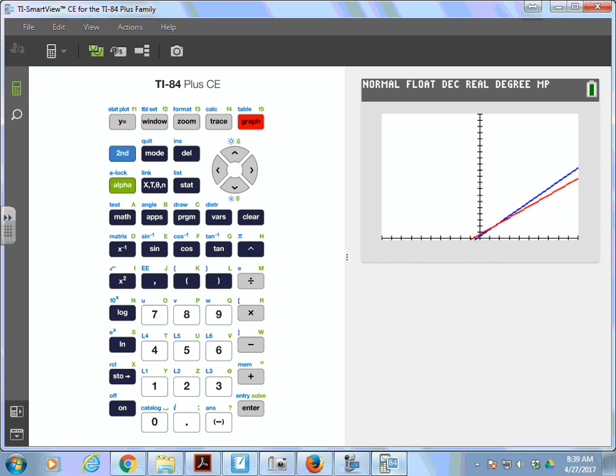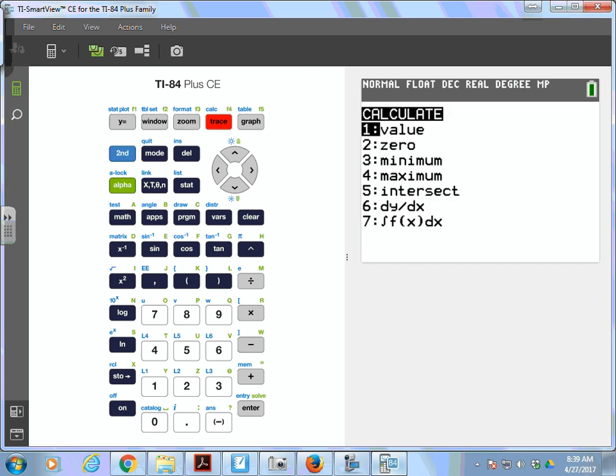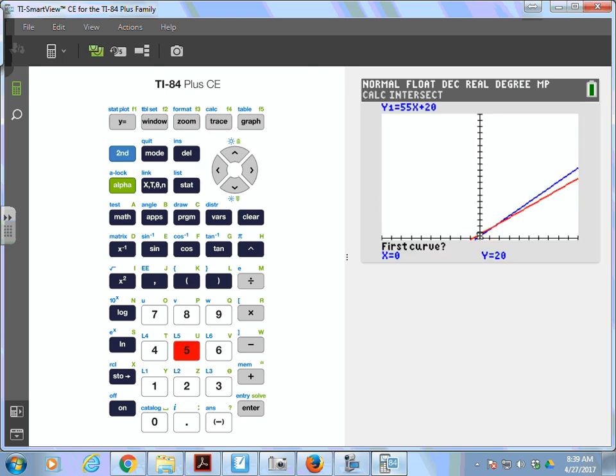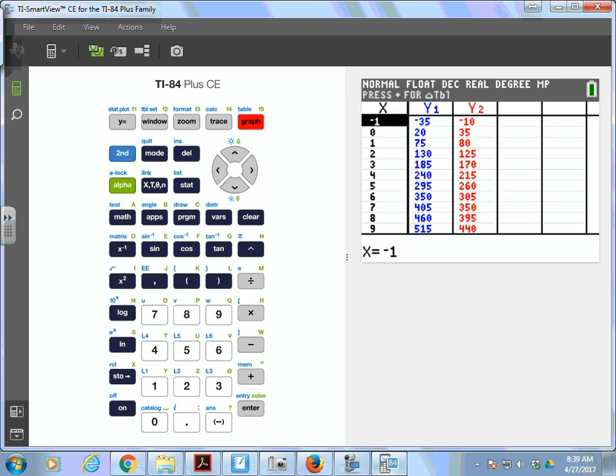Okay, so second trace, number 5, and 1 for the first curve, again for the second curve, and my guess. And so, there's the problem right there. Okay, so after an hour and a half, they're the same, and I should have seen that, because when I look at my table, what happens? Y1 is smaller than y2 at 20, 75, all right? So 20, 35, 75, 80, but then it changes, doesn't it, from 130 to 125.